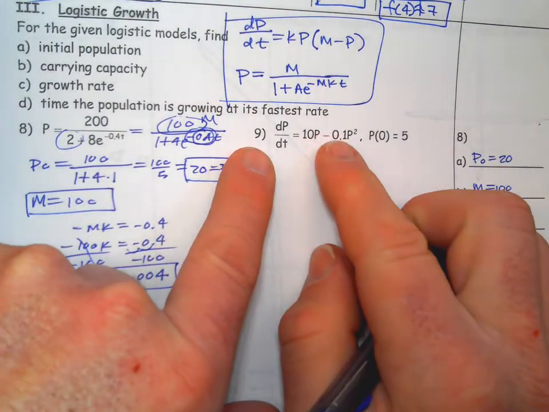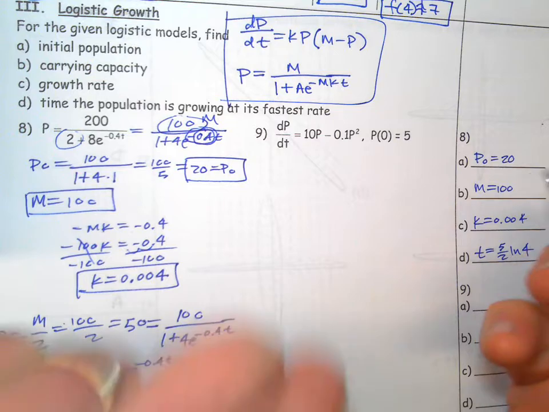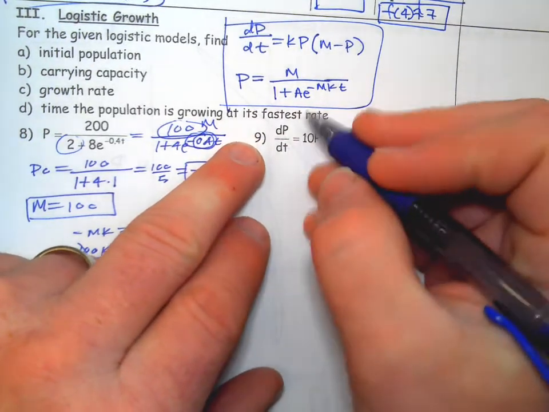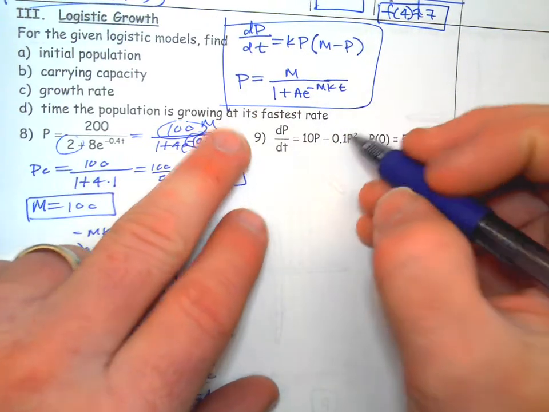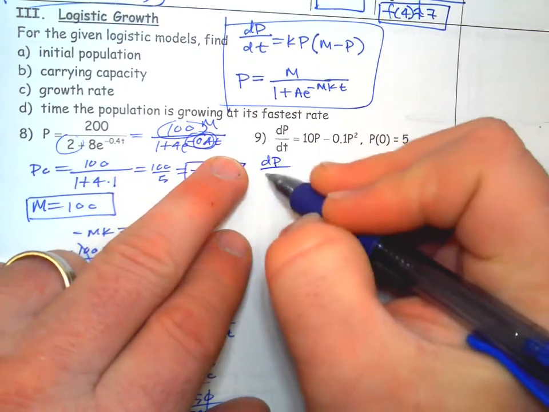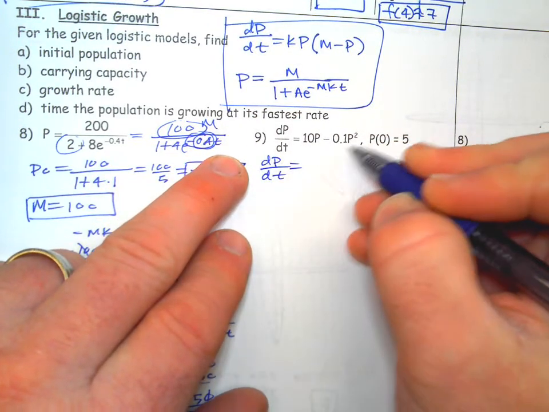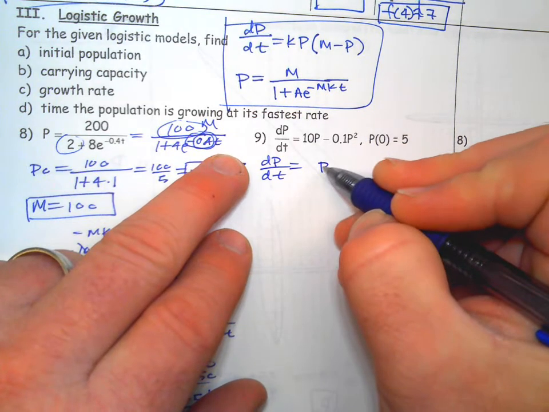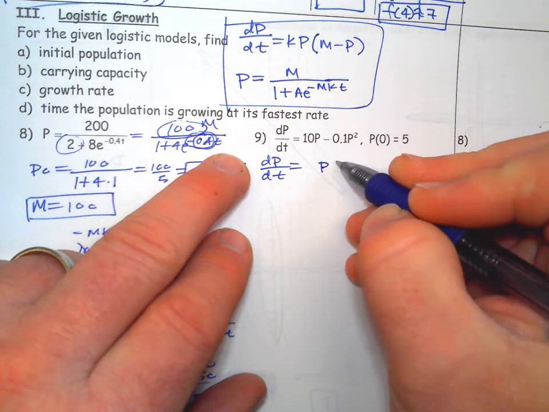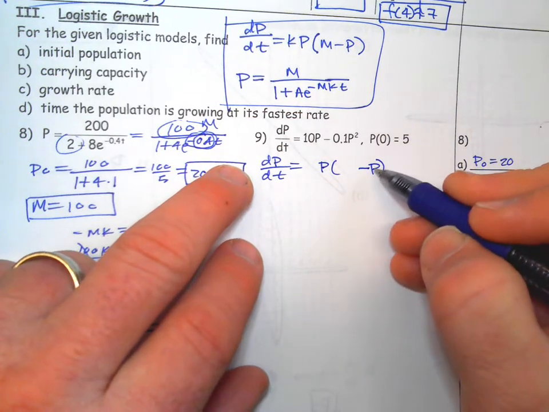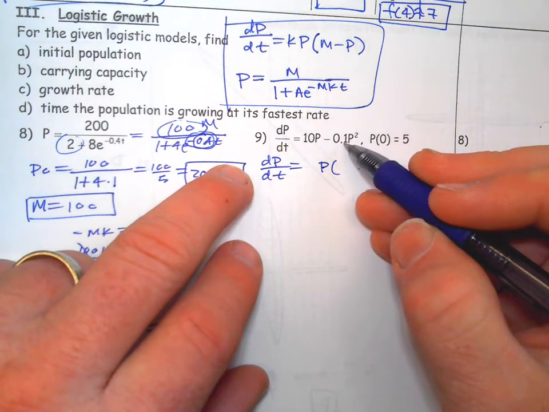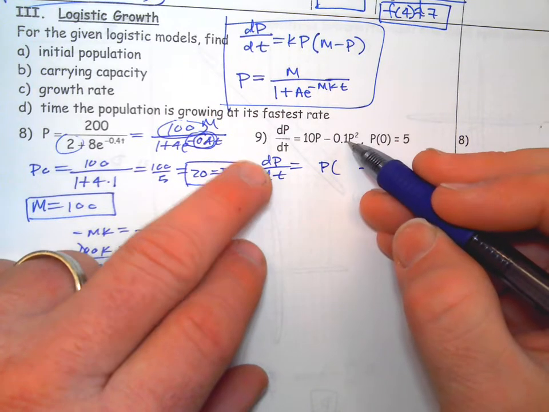Okay, now this one is in the differential equation. So one, we should try and recognize this. Now we got to try and make it look like that. Last one we had to try and make it look like that too. So we know we want to factor a P out, right? And we do want the leftover minus P to be here, and we don't want any number in front of it. So we also want to factor out a 0.1.